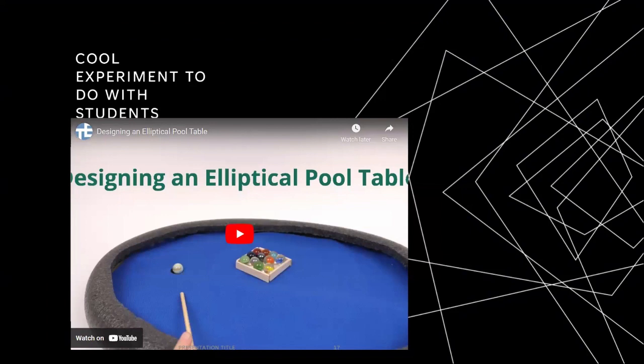So one cool thing that I found while researching the reflective properties of ellipses was this cool experiment that this teacher had done with their students. And it was all about designing or engineering an elliptical pool table such that when you hit the ball from one focal point, it will always end up in the hole, which is the second focal point.